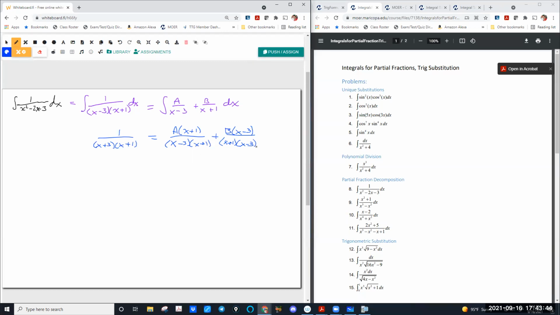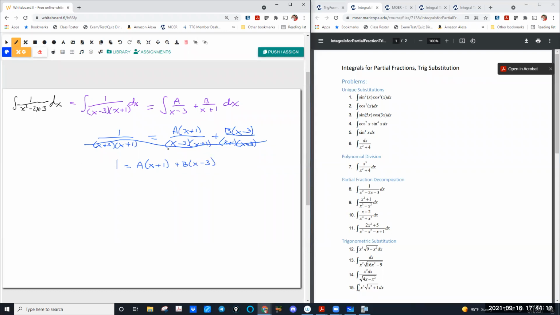Now, one thing I want you to notice, the denominators are already the same. So what you're going to see when I do the future examples, I won't include the denominators. I'll just include the numerators. All right. So what we get is 1 equals A times x plus 1 plus B times x minus 3.